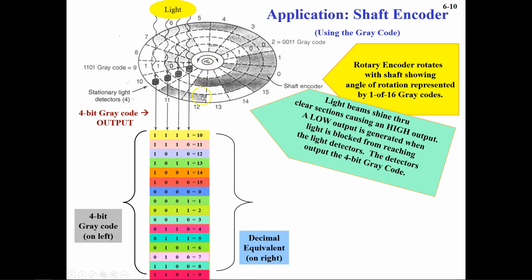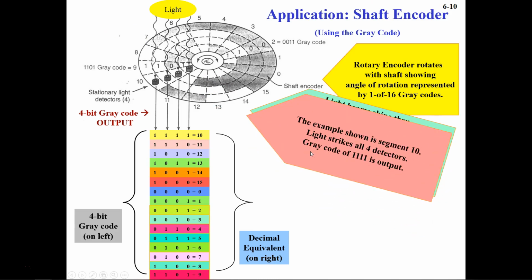So wherever the light passes through, at that instance, you will take it as high, which means 1, and wherever it cannot pass through, that will be considered as your low or 0. The example is shown for segment 10. The light strikes all 4 detectors, so that's why you have 1 1 1 1.